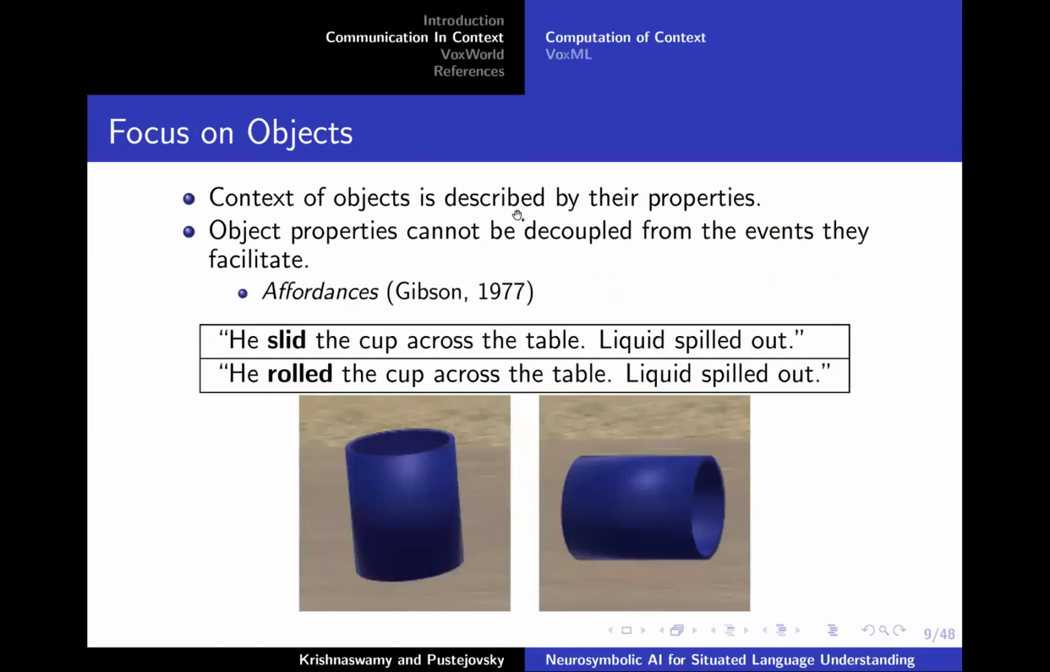I want to focus on objects for a section. The context of objects is described by their properties, and the object properties cannot really be decoupled from the events they facilitate. This goes back to the theory of affordances by James Gibson. So if we take two utterances, such as a cup sliding across the table or rolling across the table, you imagine that cup being in certain orientations and certain consequences associated with that, such as liquid spilling out or not.